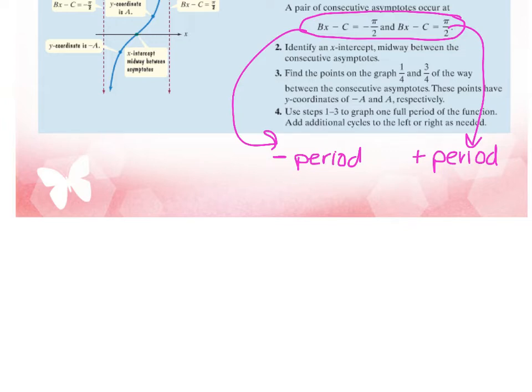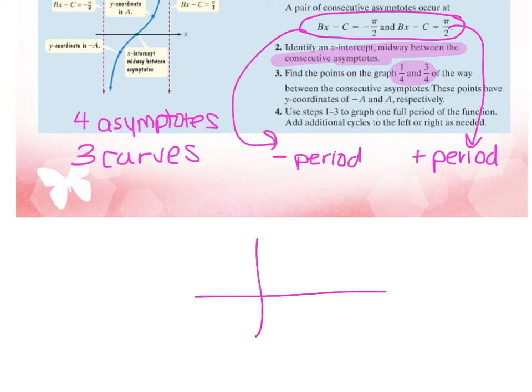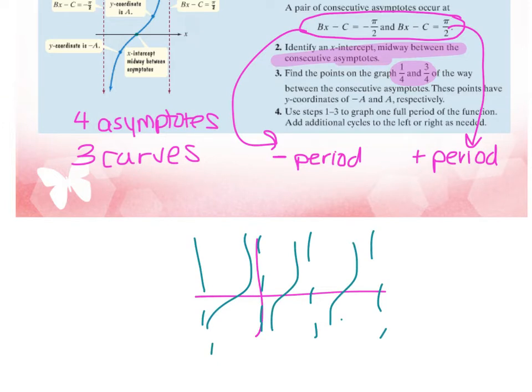I'm going to find the points halfway between those asymptotes, and that's my intercept. And then I'm going to find the 1/4 point and the 3/4 point, and that's where my amplitude is going to go. So midway between the asymptotes is your intercept. 1/4 of the way and 3/4 of the way is your -1 and your +1, or your amplitude, because obviously that's going to shift. So when you're doing tangent, and cotangent, I expect to see 4 asymptotes and 3 curves. So you'd have an asymptote, an asymptote, an asymptote, an asymptote, and then curve, curve, curve. Tangent goes up to the right, down to the left.